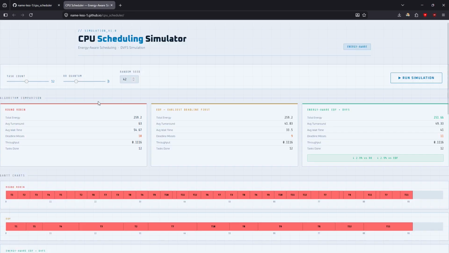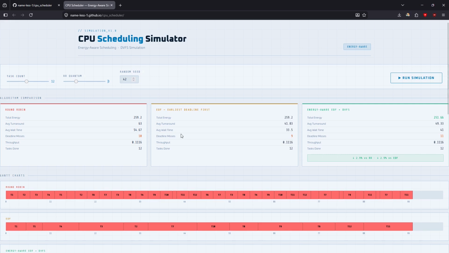So our simulator compares three scheduling algorithms side by side. The first is round robin. This is the classic one you study in OS class. Every task gets a fixed time slice called a quantum, and the CPU rotates between them. It's fair, but it's completely blind to the energy. It runs the CPU at full speed all the time, whether the task is urgent or not.